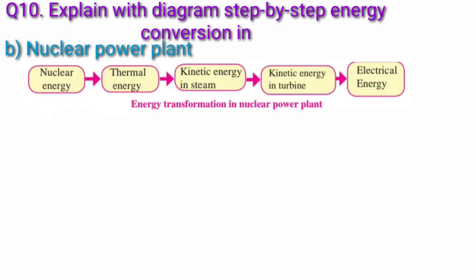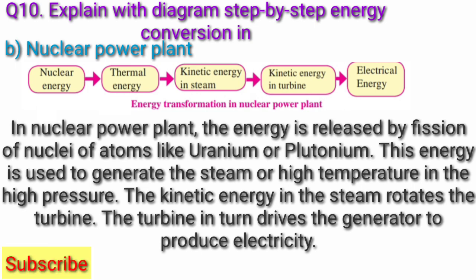Question B. Nuclear power plant. Answer. In a nuclear power plant, the energy is released by fission of nuclei of atoms like uranium or plutonium. This energy is used to generate steam at high temperature. At high pressure, the kinetic energy in the steam rotates the turbine. The turbine in turn drives the generator to produce electricity. You can see the chart showing energy transformation in a nuclear power plant.